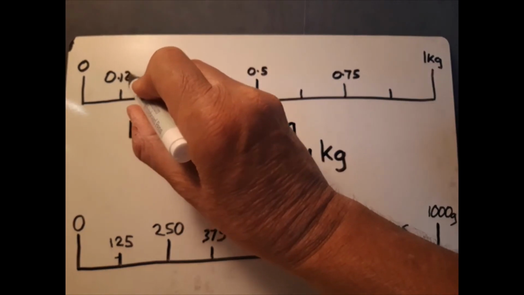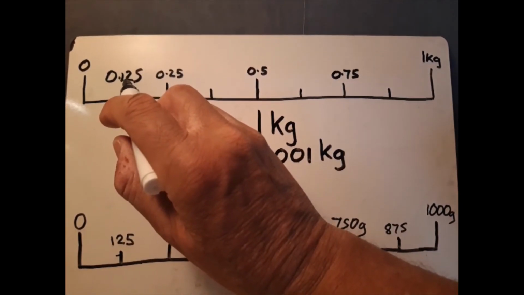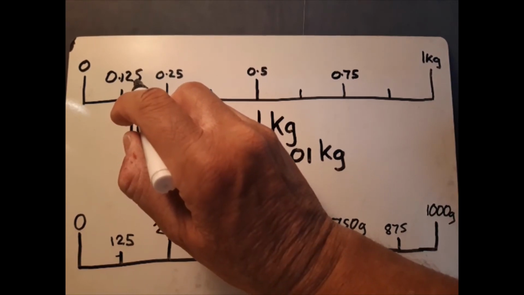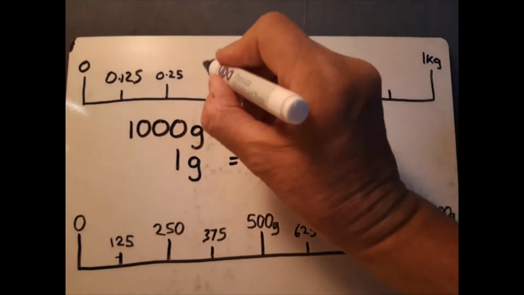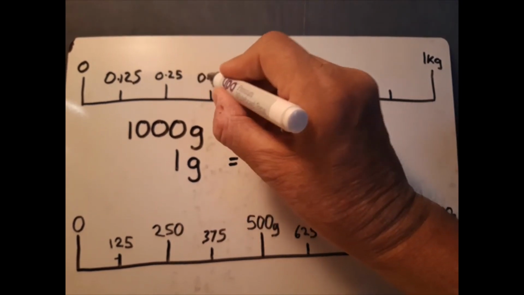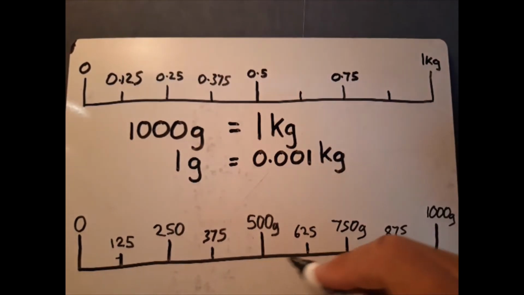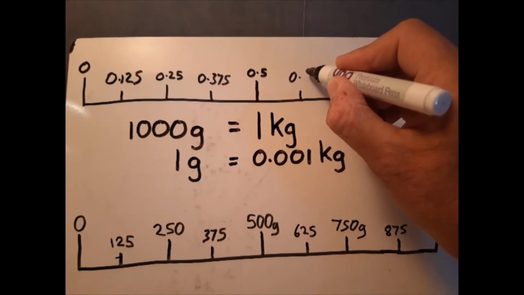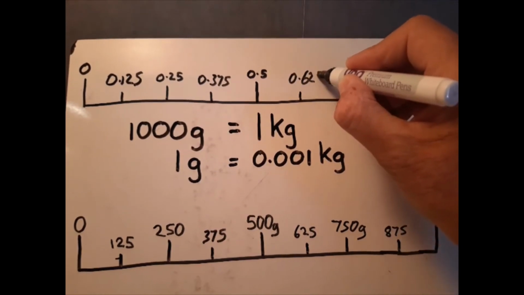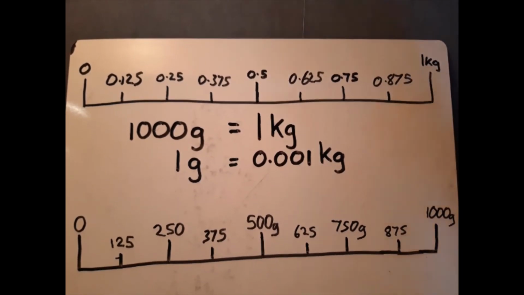1, 2, 5. 1 tenth, 2 hundredths, 5 thousandths. Here, 375 is going to be 0.375. From here, 0.625, and our final one, 0.875.